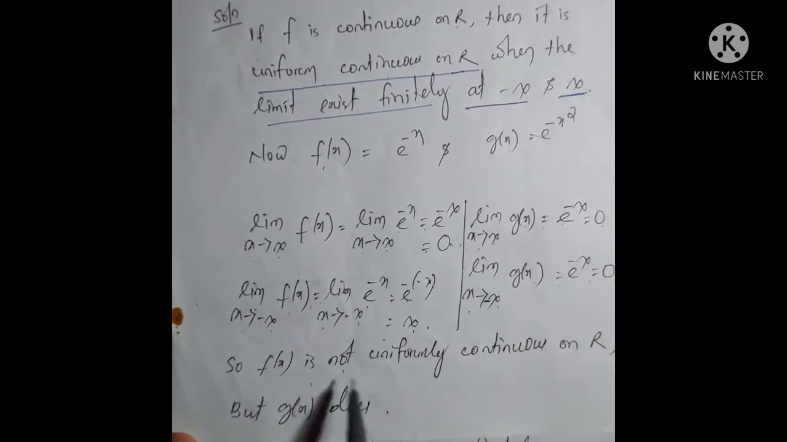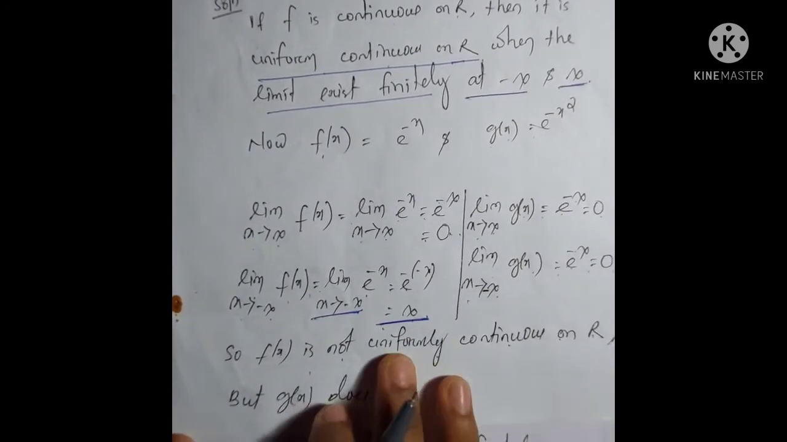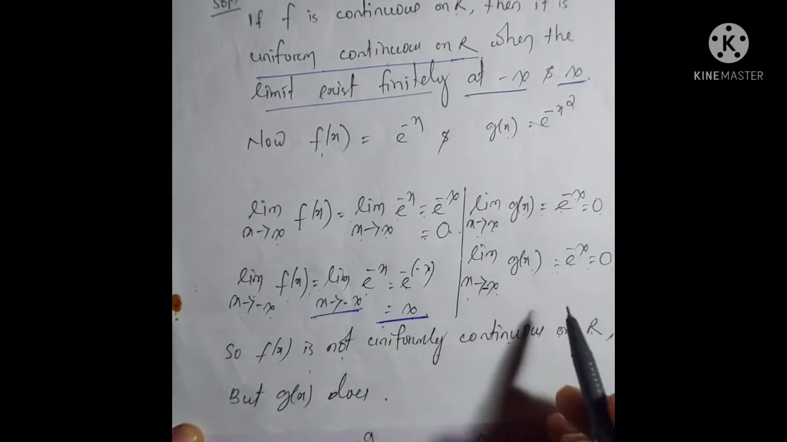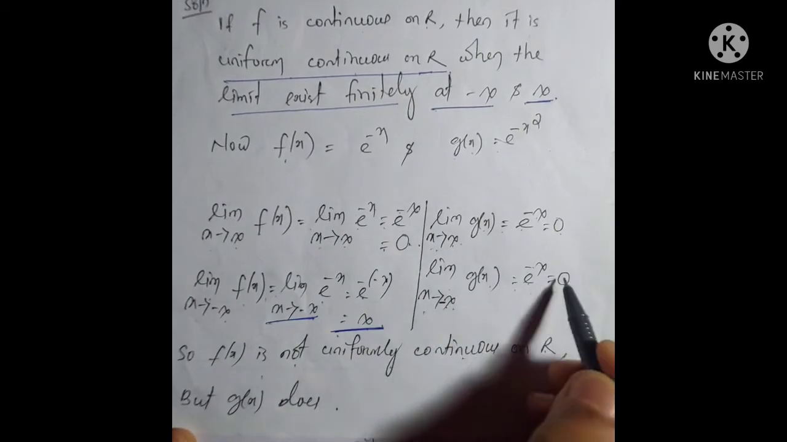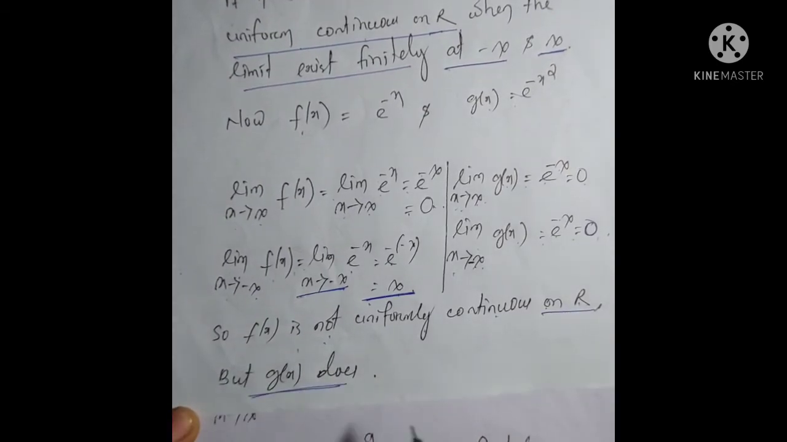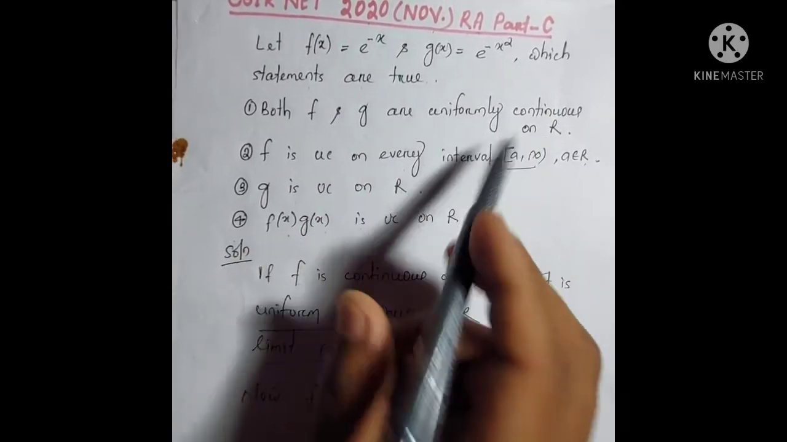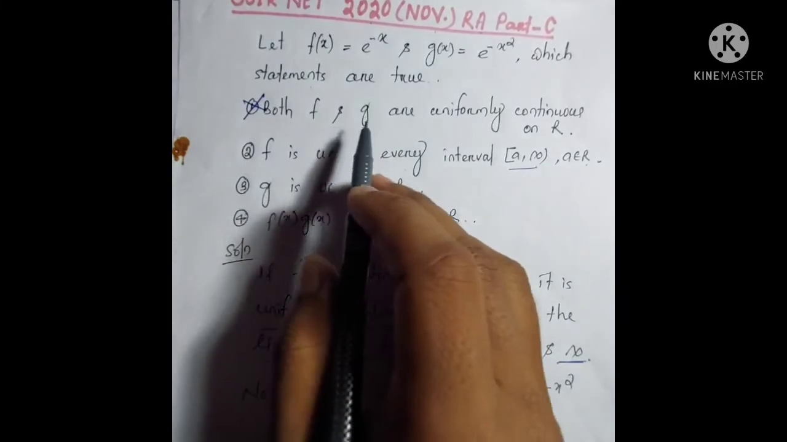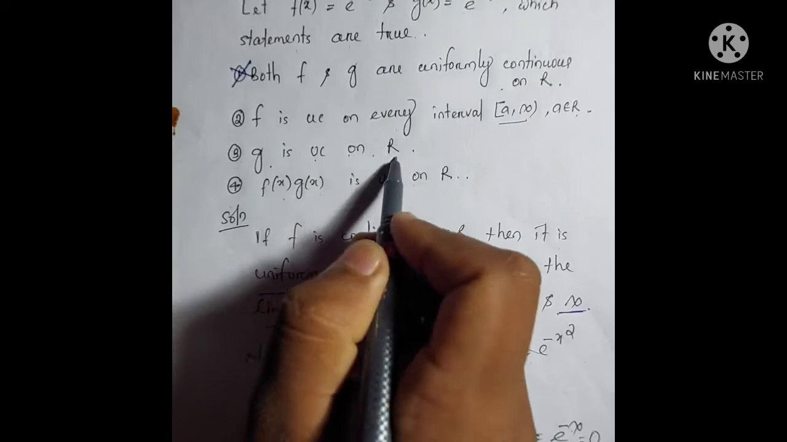So f(x) is not uniformly continuous on R because when x tends to minus infinity, the limit is not finite. But g(x) is uniformly continuous because when x tends to infinity or minus infinity, the limit exists finitely. So f(x) is not uniformly continuous on R, but g(x) is uniformly continuous on R. So option 1, both f and g are uniformly continuous, is not true because f is not uniformly continuous on R. Option 3, g is uniformly continuous on R, is true.